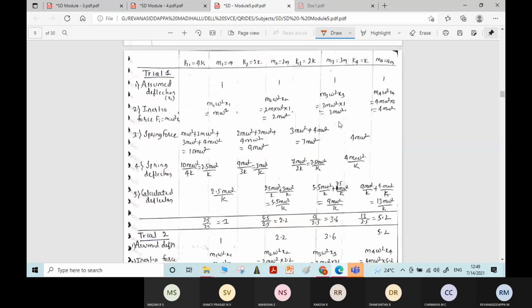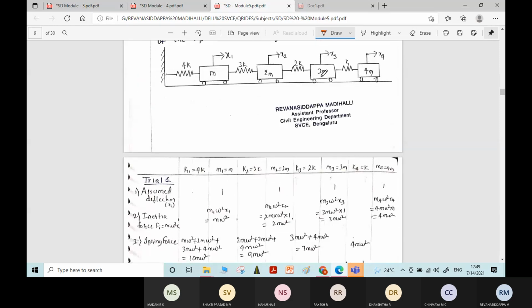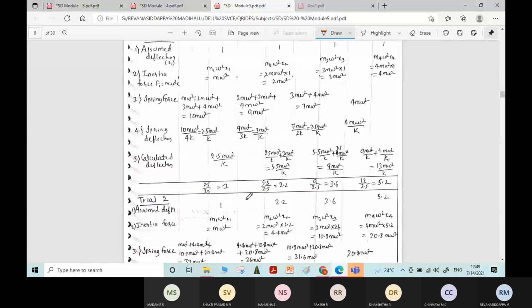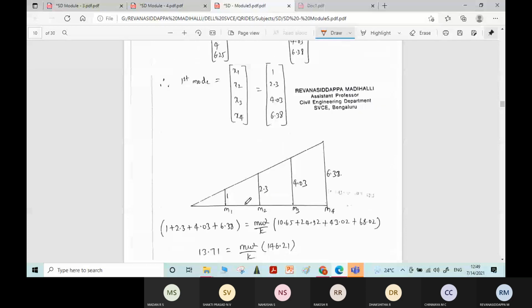Same procedure I have followed. This is a 4 mass problem, a problem with 4 masses. So up to M4 I have written. You can see here up to M4 I have written, but the procedure followed is the same only.